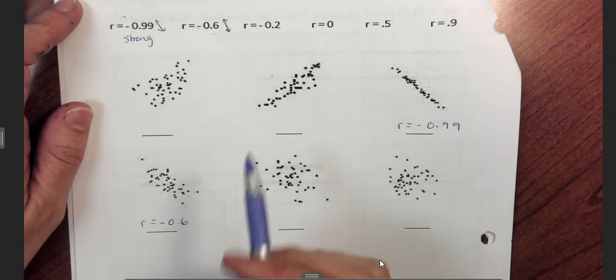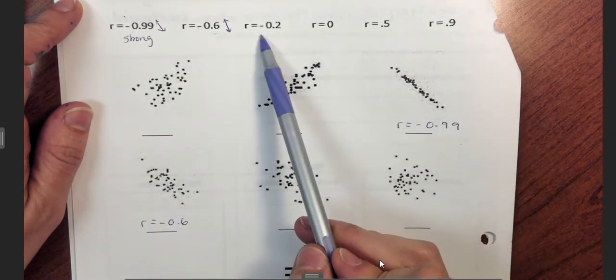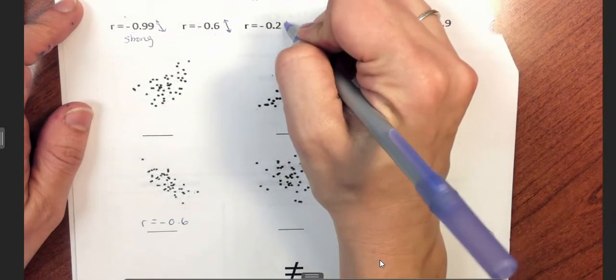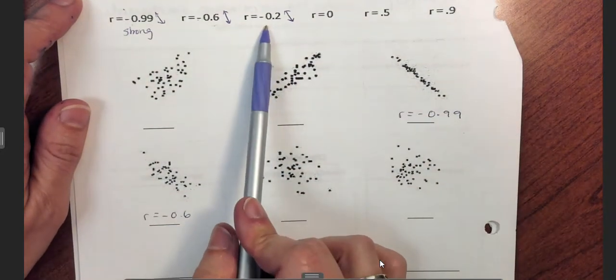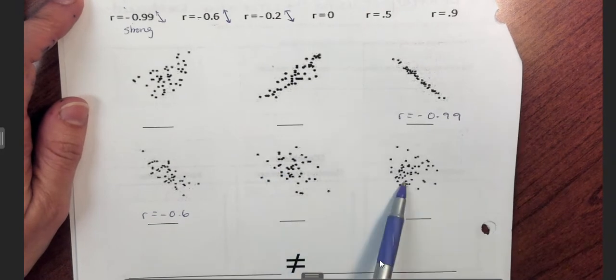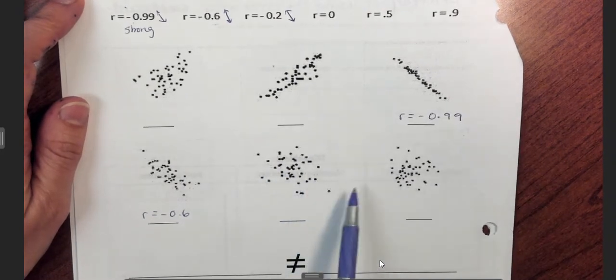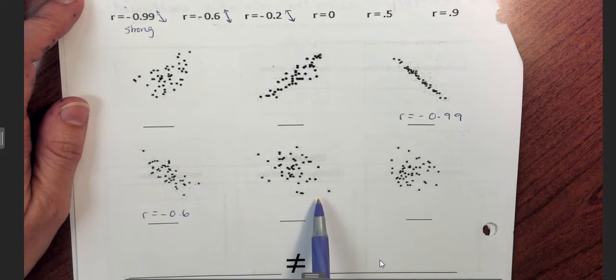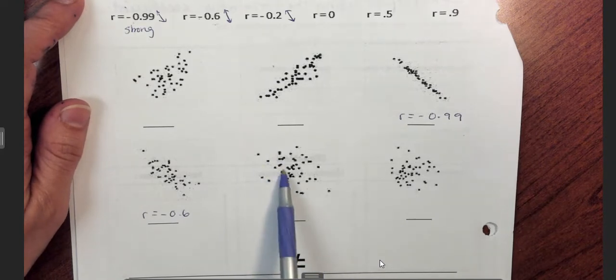Alright, and next we have negative 0.2, so we know that it's going down again. 0.2 is pretty weak, so I would narrow it down to this one and this one. And then when I look at which one is more closely forming a line, it looks like it might be this one.